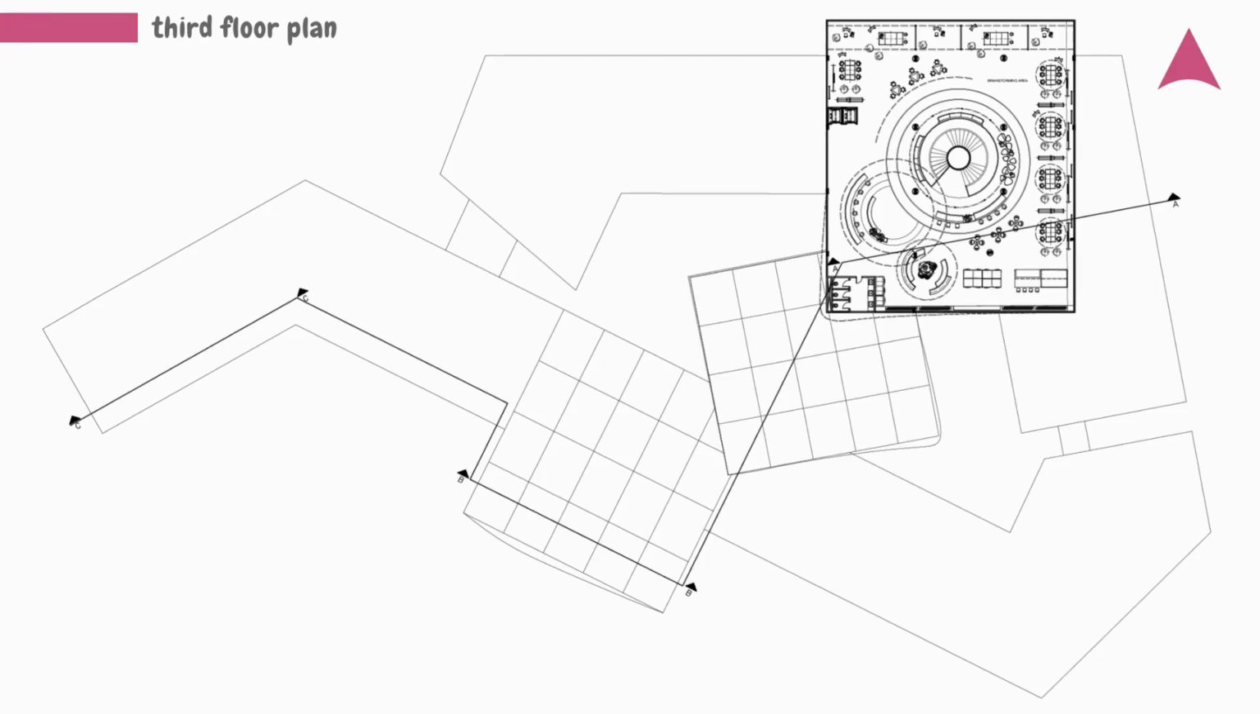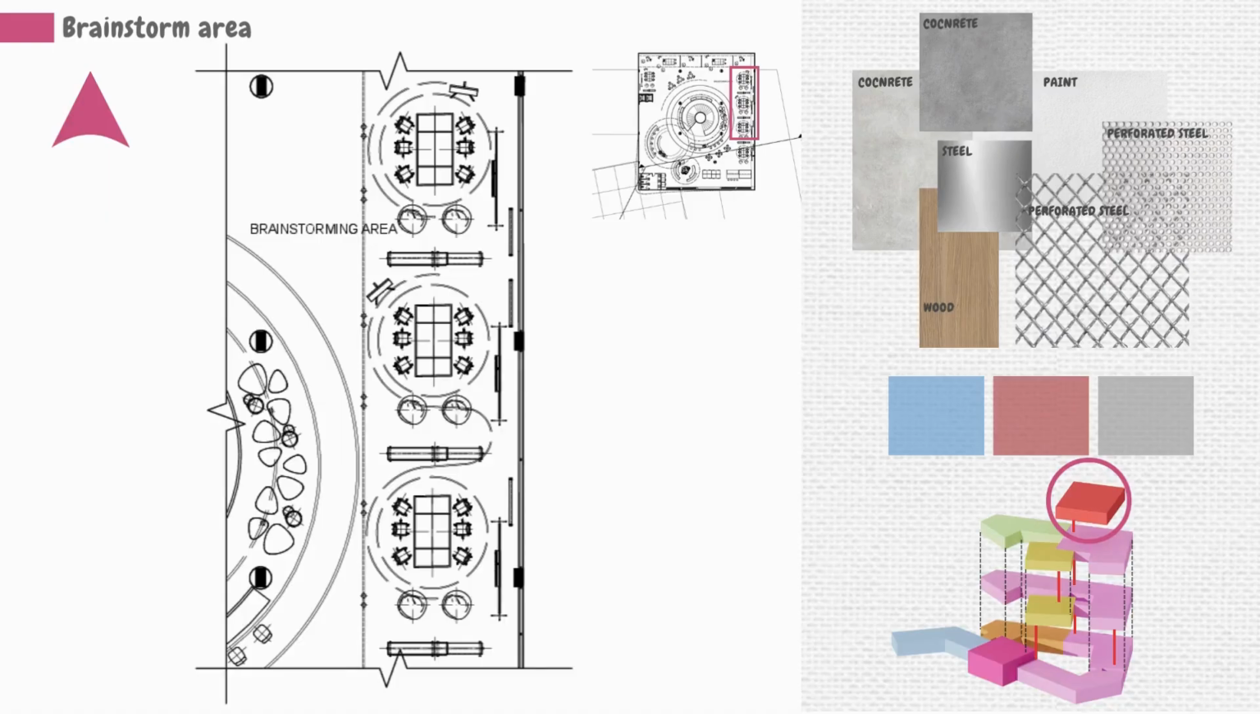The third floor, which is the last floor, is the brainstorming zone. This space sits at the top to offer the best views, inspiring students during ideation. I used red and blue to reflect the duality of brainstorming: passion and deep thinking.